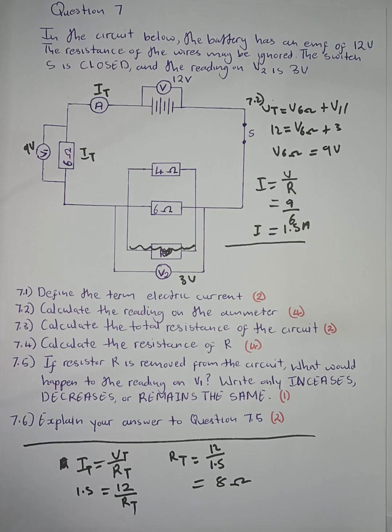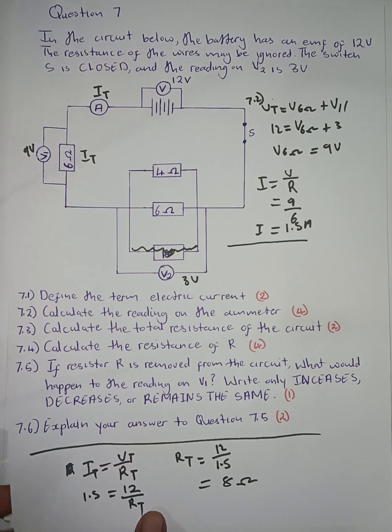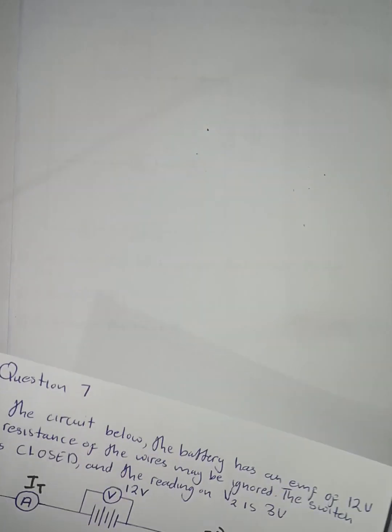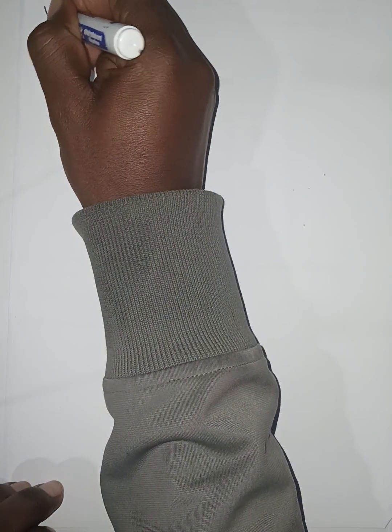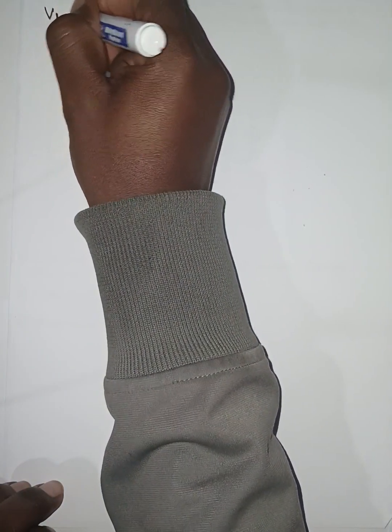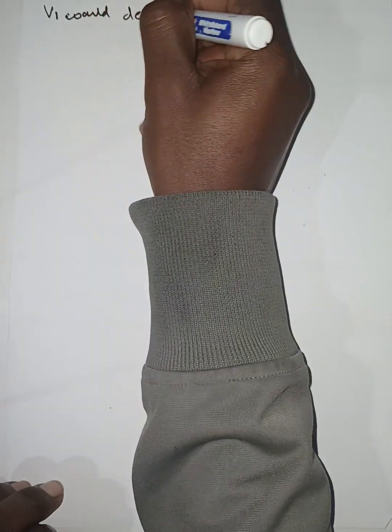So remember, now what's going to happen to that resistance? What would happen to the value of V1? It would actually decrease. I'm gonna tell you why that's the case. So of course, when R is removed, remember when we remove that R there, the total resistance across our branches in this case would actually decrease.